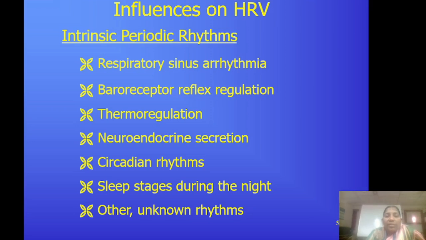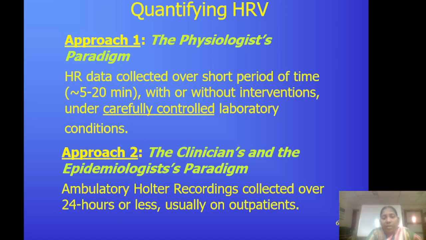The factors which introduce intrinsic periodic rhythms are respiratory sinus arrhythmia. If a person has some respiratory problems, arrhythmia will occur; that is called respiratory sinus arrhythmia. Then baroreceptor reflex regulation and thermoregulation, endocrine secretions, circadian rhythms, sleep stages during the night, and other unknown rhythms. These are some of the intrinsic periodic rhythms. They influence the heart rate variability and change it, either to increase or decrease.